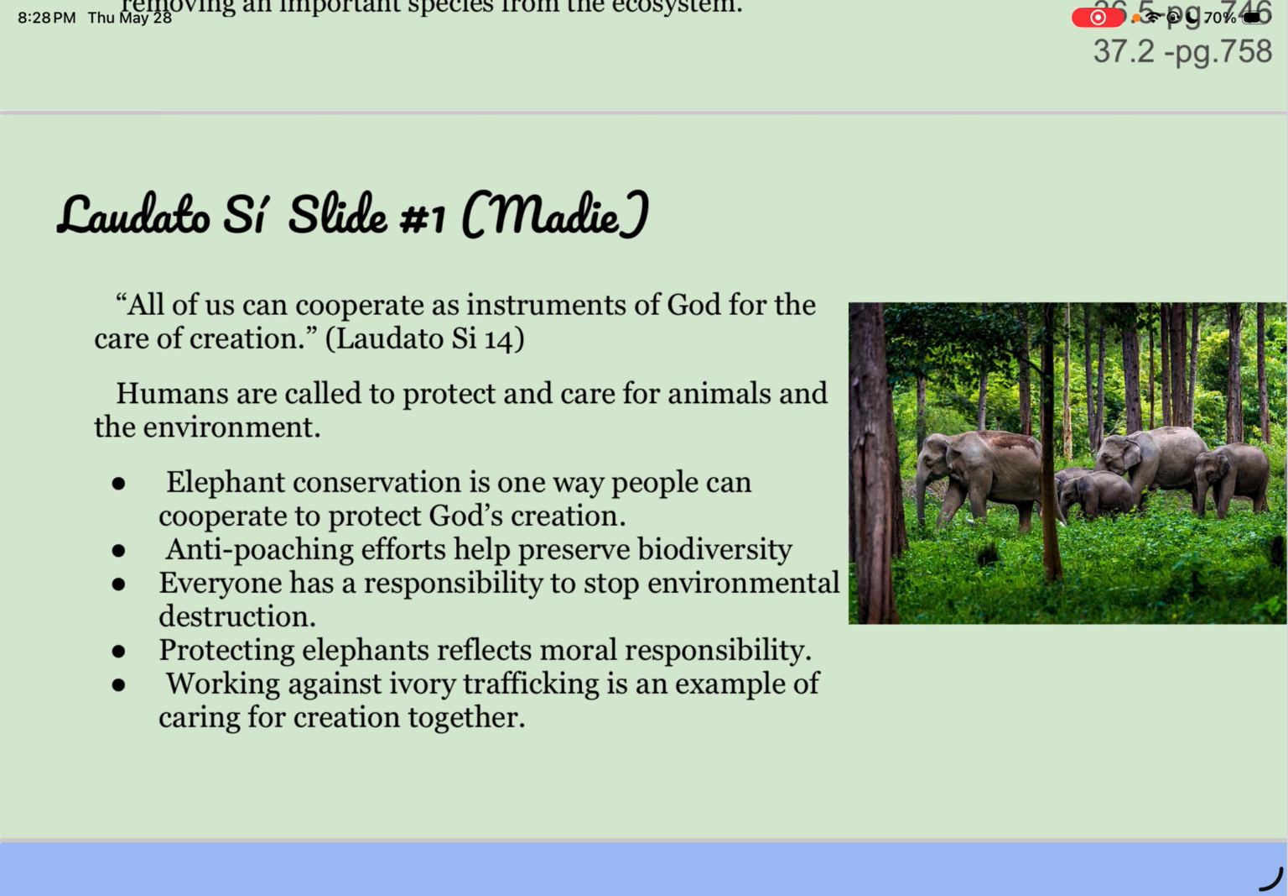Because of human interaction with animals, it is a big way animals and other organisms are harmed. Anti-poaching efforts also help preserve biodiversity in their environment. Everyone has a responsibility to stop environmental destruction. It is not just one person, but all of us together.